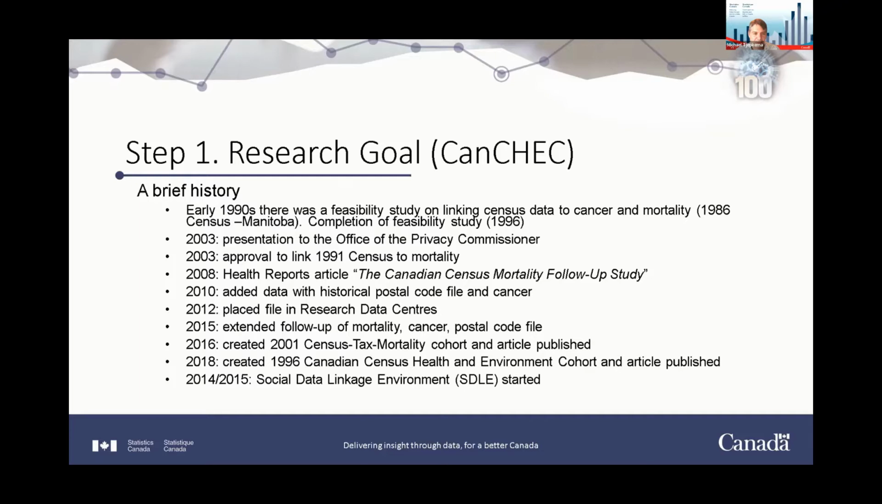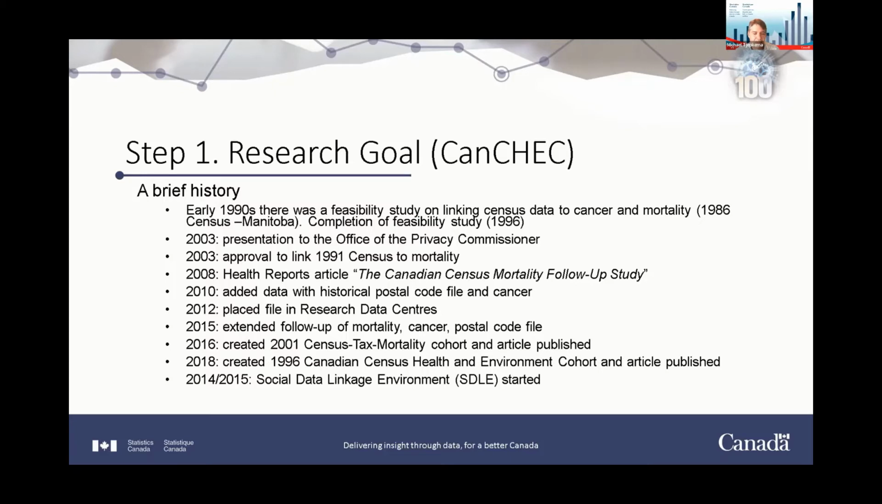The formal approval was submitted and approved in 2003 for the 1991 census linkage to mortality outcomes. And a few years after that, we published an article in Health Reports in 2008 called the Canadian Census Mortality Follow-up Study. This was some work I did with a former colleague who is now retired, Russell Wilkins. A couple years later, in 2010, we added data to that linked data set to include historical postal codes as well as cancer outcomes.